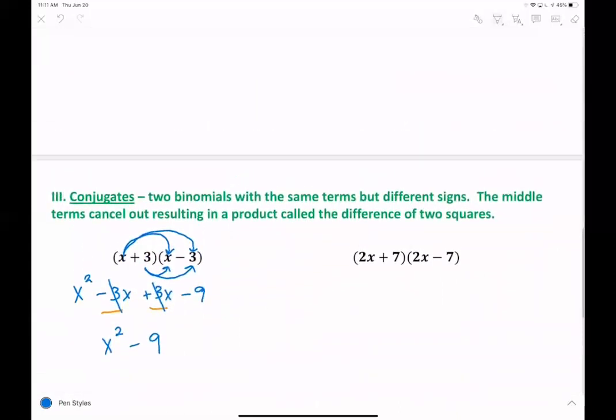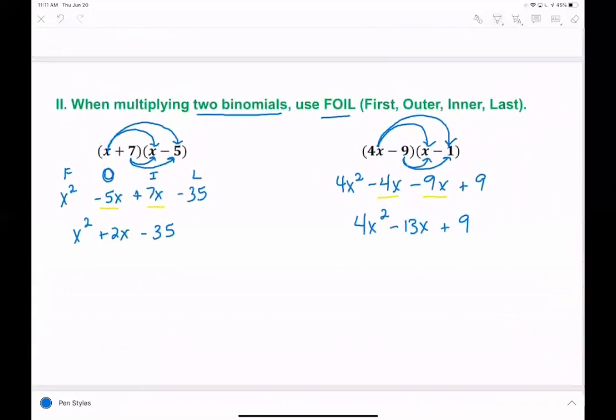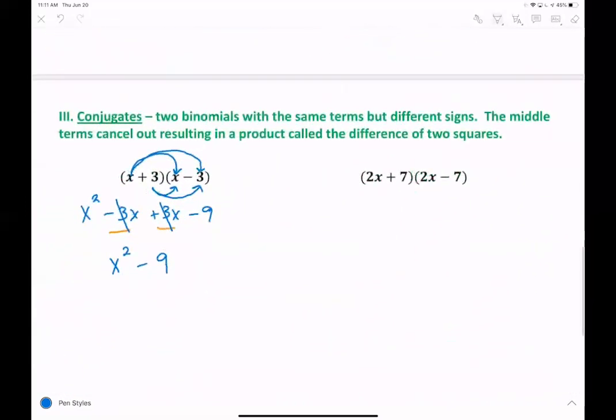Let me go back to these up here. Notice a binomial and a binomial gave us a trinomial. But in this case, with conjugates, because the middle terms cancel, instead of a trinomial we ended up with this binomial. When we get to factoring, we're going to look for special cases like this. And this is what's called a difference of two squares.